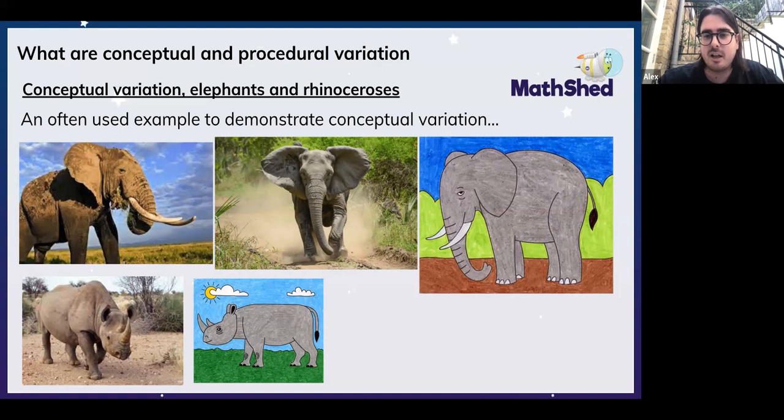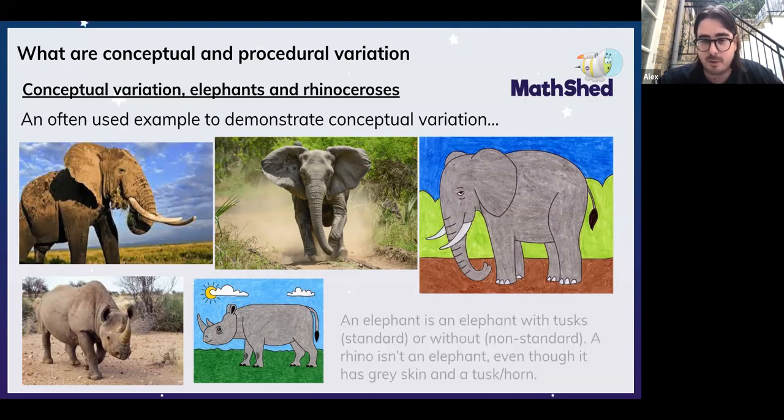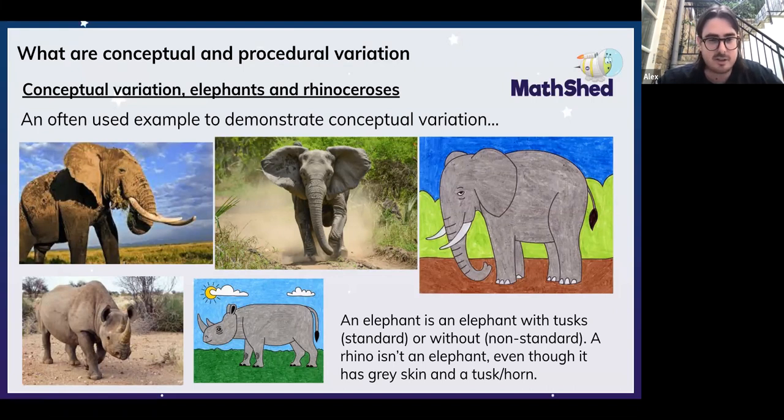So this is a point to get across: this is where we're classifying animals, let's say, but then we can think about it in more abstract terms in the realm of number and geometry and so forth. It is helpful to have this more real world example of standard, non-standard, and non-examples to begin with. So an elephant is an elephant with tusks, standard, or without, non-standard. A rhino isn't an elephant, even though it has grey skin and a tusk or horn.